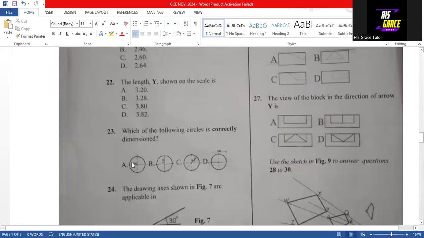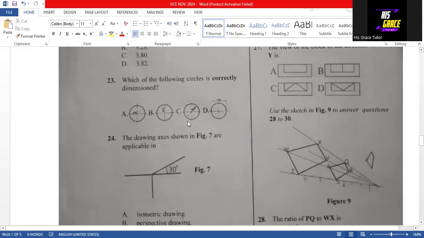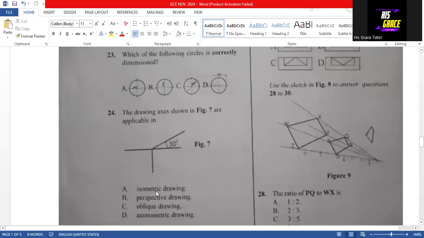Then question 23 says, which of the following circles is correctly dimensioned? So option C is the answer, is well dimensioned. Question 24, the drawing axes shown in figure 7 are applicable in isometric drawing, because this receding line is inclined at an angle of 30 degrees to the horizontal. So that is why option A is the answer to this question, isometric drawing.